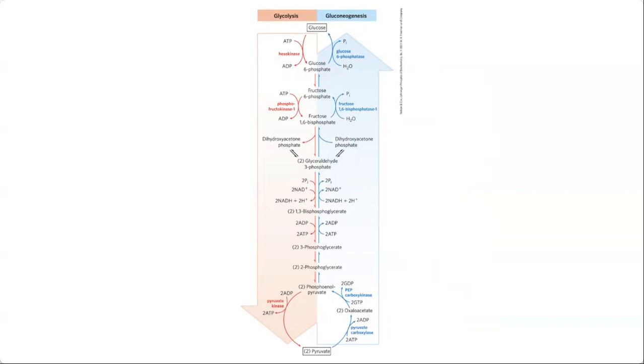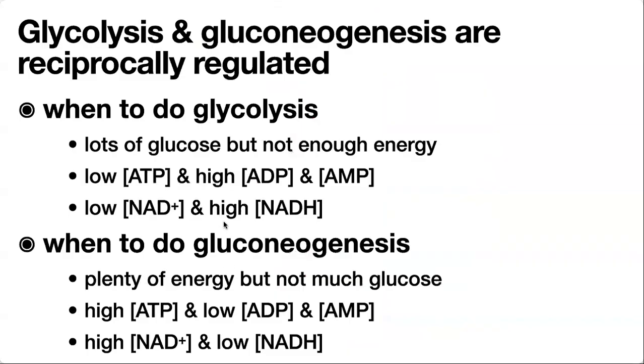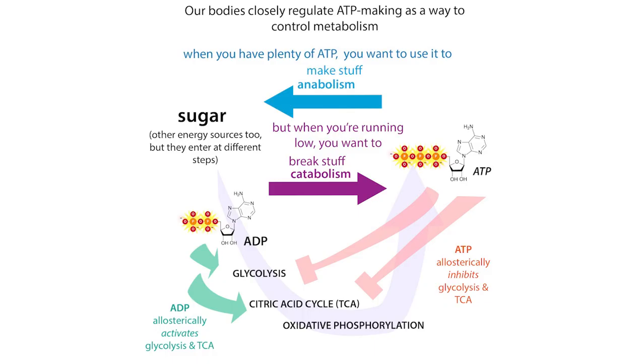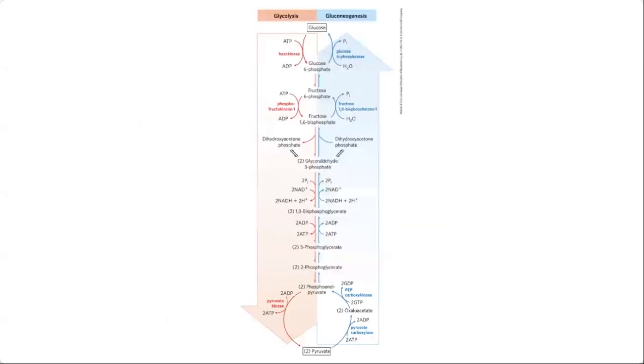Basically, you would want to do gluconeogenesis when you want glucose. So when you've got plenty of energy, but not much glucose. And when would you want to do glycolysis? When you've got lots of glucose, but not enough energy. Later we'll see how these are reciprocally regulated by things like ATP levels, ADP and AMP levels, NAD+ and NADH levels. And we'll see that the enzymes responsible for these bypasses, those steps that we can't easily reverse, are going to be reciprocally regulated largely. So let's introduce these enzymes, these bypass steps, and then we'll talk about their regulation and more.